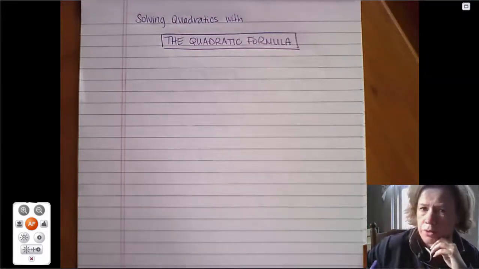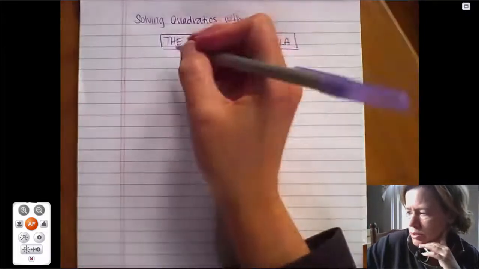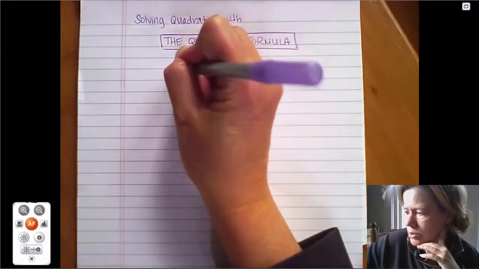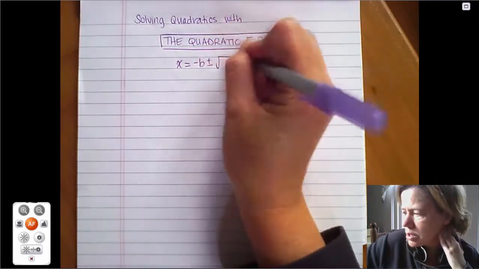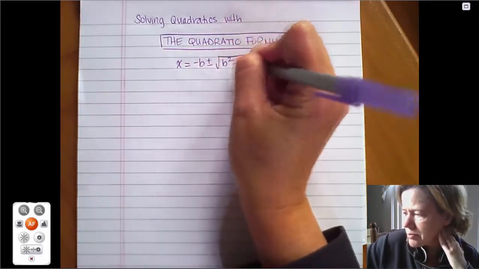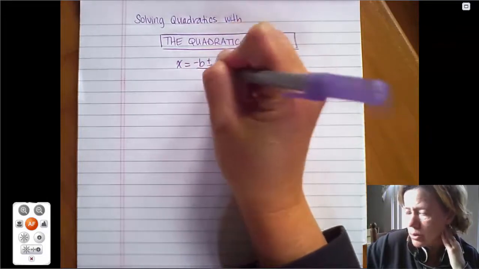And first of all, let's write the quadratic formula. So the quadratic formula is x is equal to negative b plus or minus the square root of b squared minus 4ac all over 2a.